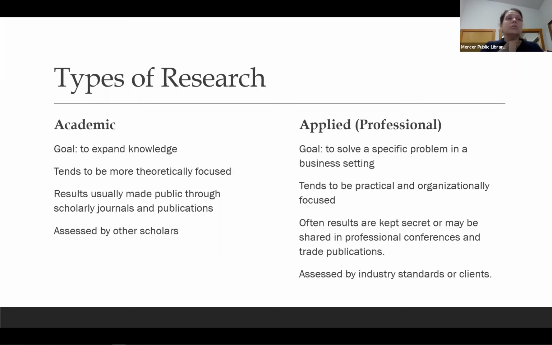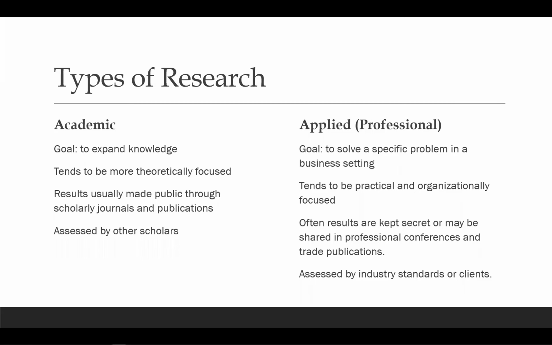So academic research tends to be more theoretical, and applied research tends to be more organizationally focused. It's more addressing a specific problem that a business has identified, either a problem within their own workflows or a problem in the greater world that they may be able to address with some solution that they can then monetize.